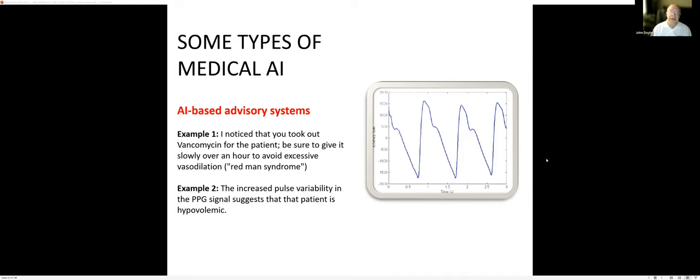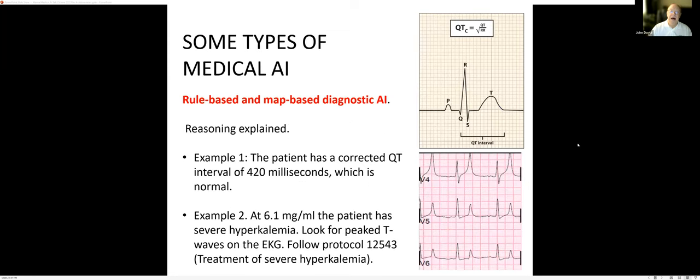Example number two on the right, the increased variability in the photoplethysmograph tracing suggests that the patient is hypovolemic. So these are rules. Rule number one, you're going to use vancomycin, give it slowly. Rule number two, increased pulse variability suggests that the patient might be low in blood volume and require, for example, extra plasma or extra saline or whatever. So these are some examples.